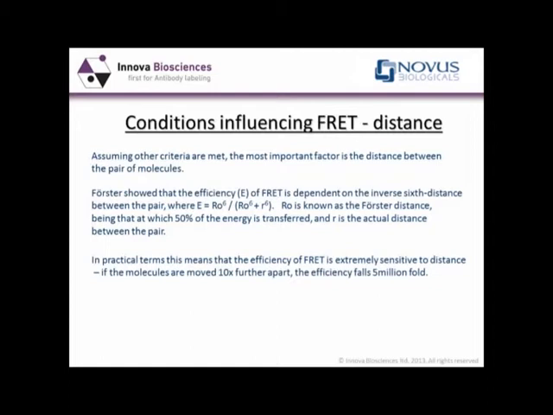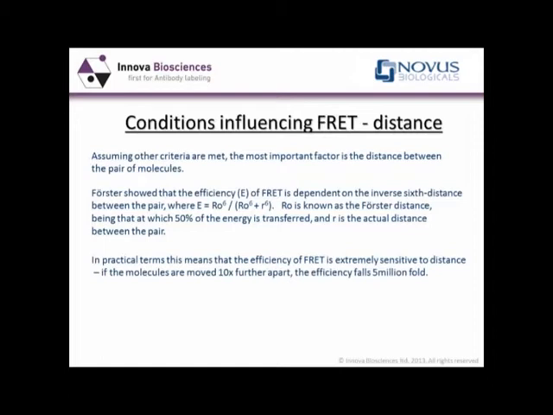Assuming other criteria are met, the most important factor is the distance between the pair of molecules. And as I mentioned earlier on, I'm only going to include one equation today. Forster showed that the efficiency of FRET is dependent on the inverse 6 distance between the pair. And this is the equation where E equals R0^6 over the sum of R0^6 plus R^6. Now R0 is the Forster distance, and that is the distance at which 50% of energy is transferred. R itself is the actual distance between the pair.